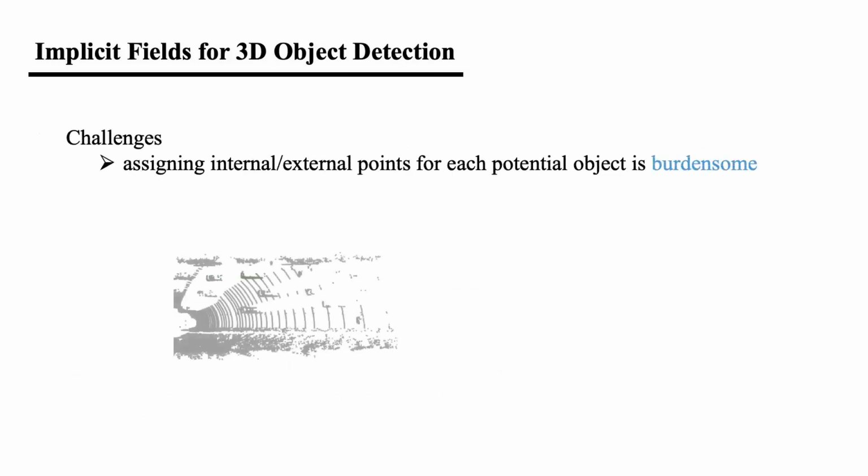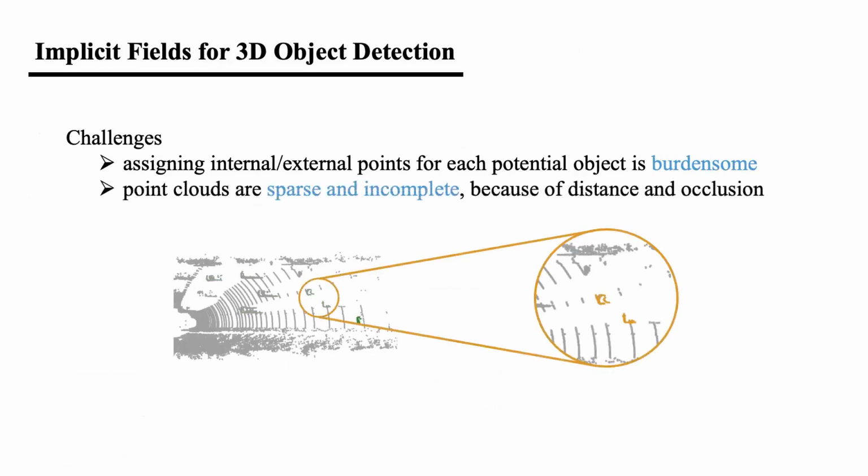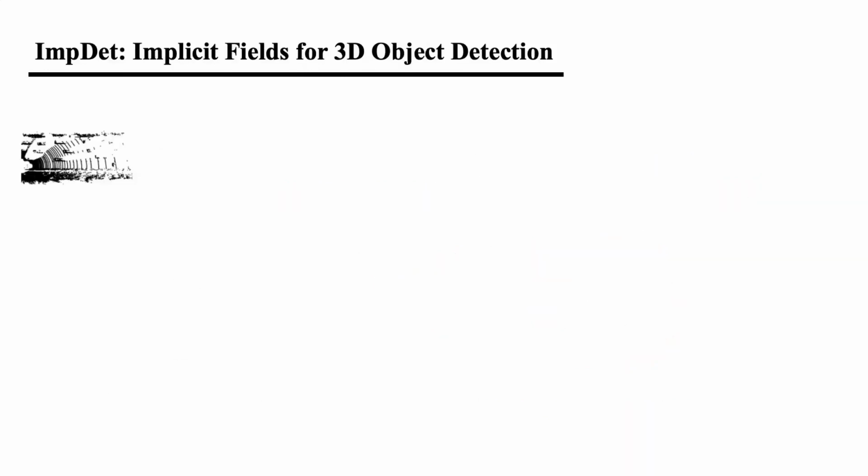However, assigning values to all points for each potential object is burdensome, and because of distance and occlusion, point clouds of some objects are sparse and incomplete. Both challenges make the application of implicit fields inefficient and inaccurate. To this end, we propose a novel framework named ImpDet.